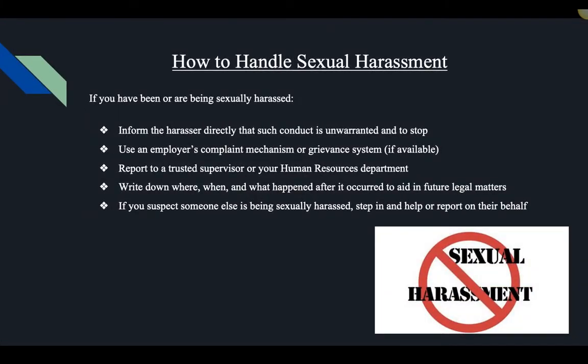These are the strategies we recommend if you have been or are being sexually harassed. Inform the harasser directly that such conduct is unwarranted and to stop. Use an employer's complaint mechanism or grievance system if available. Report to a trusted supervisor or your human resources department. Write down where, when, and what happened after it occurs to aid in future legal matters.